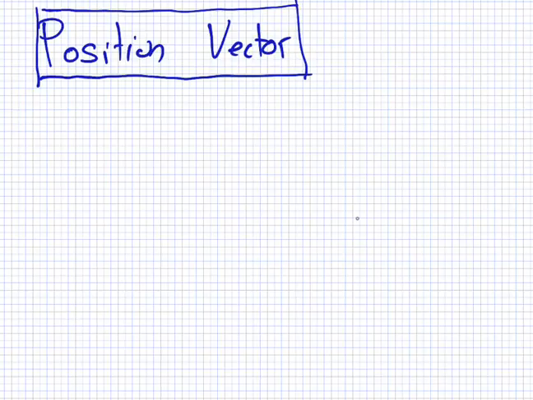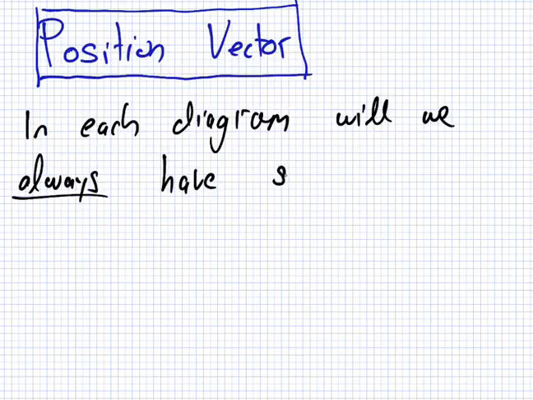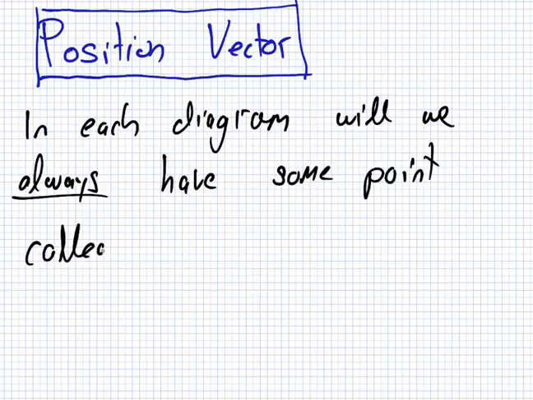Okay, position vector. So this is very, very common in the exam. So firstly, what do I mean by position vector? So from now on, in each diagram, we will always have some point called O, the origin.